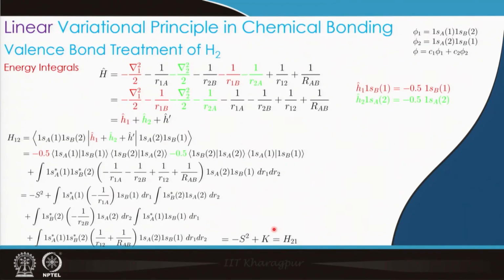In this video, we started discussing the application of the linear variational method to chemical bonding. So far we have discussed the valence bond treatment of the hydrogen molecule. We have derived the expressions for the energy integrals and overlap integrals. How we use them to get the final results is the topic of our discussion for the next class.